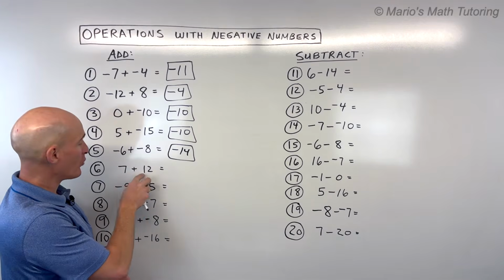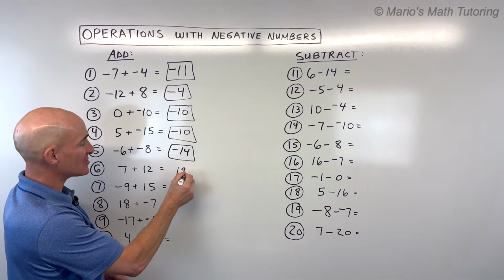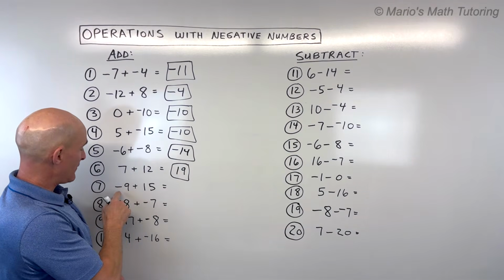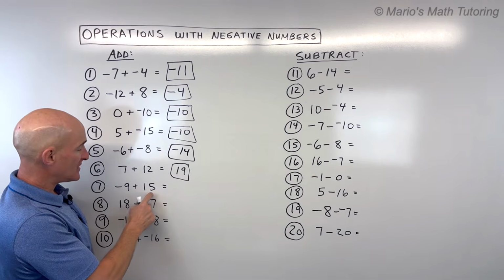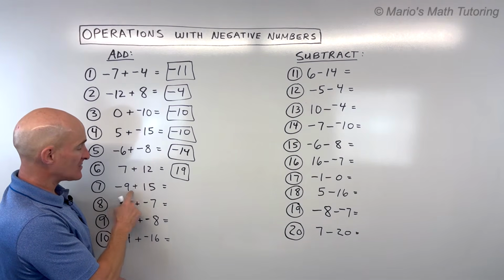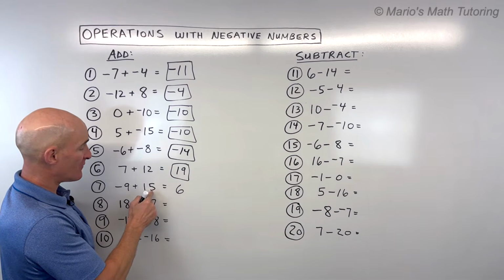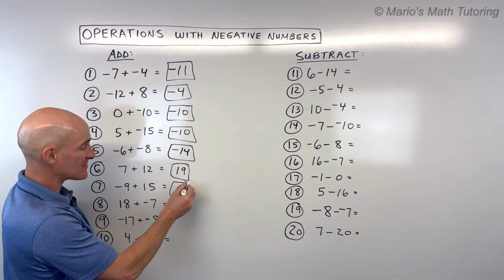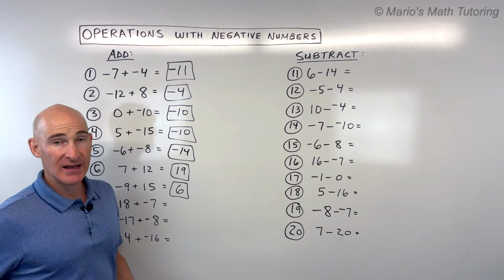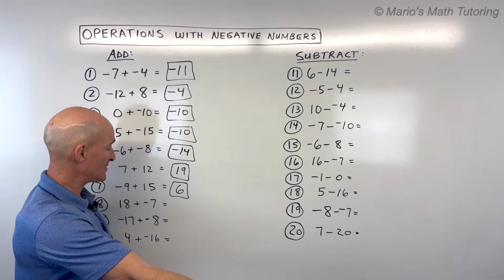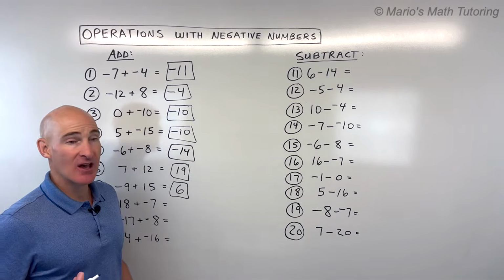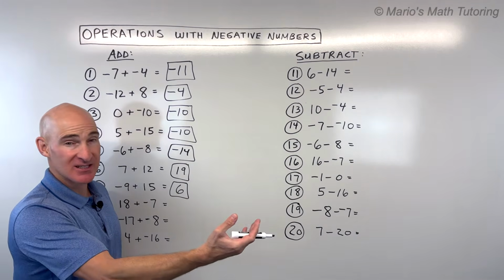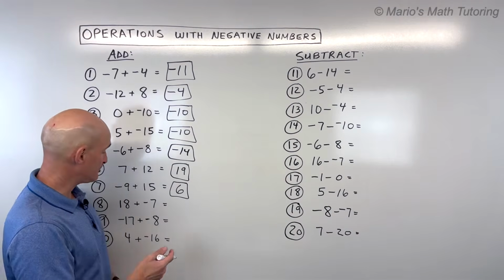7 plus 12. Oh, they're both positive. That's what we learned a long time ago. That's just 19, right? For number 7, negative 9 plus 15. Oh, I've got more positives than negatives. How many more positives? Oh, 6 more. The way I did that is I just took 15 minus 9, that's 6. I knew it was positive because I had more positives than negatives. If you like the walking analogy, you walk forward 15 steps, you walk backwards 9 steps, you're actually 6 steps forward from where you started.